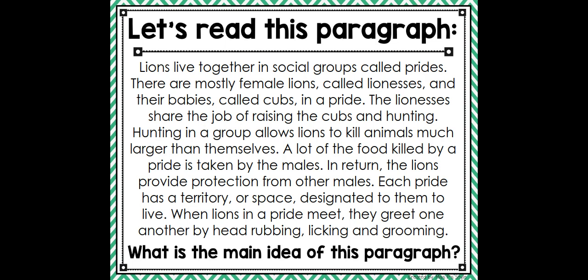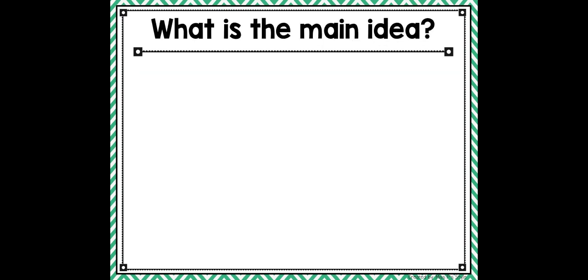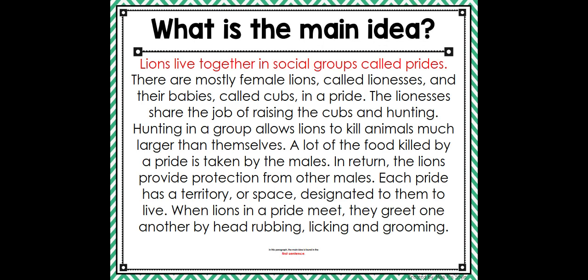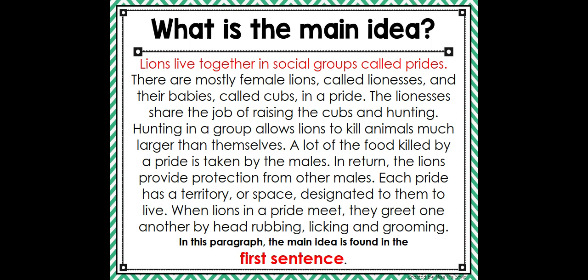So think to yourself, what is the main idea of this paragraph? What are all of these sentences about? How are they related? So what is the main idea? In this paragraph, the main idea is found right in the first sentence. Lions live together in social groups called prides.